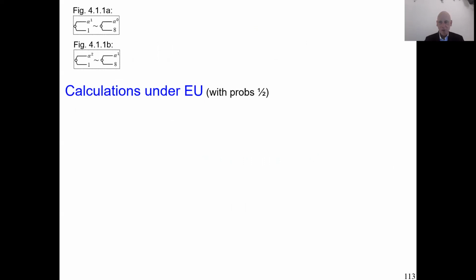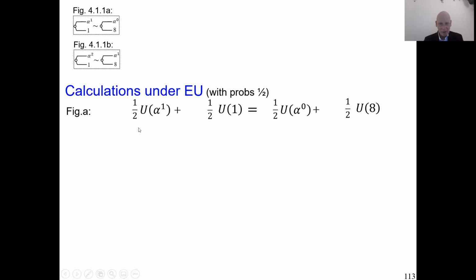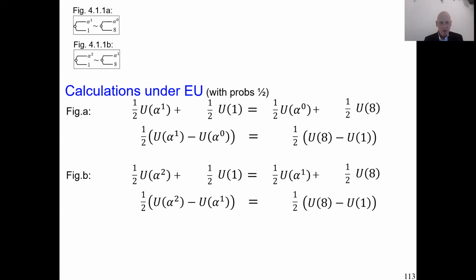Well, then we had unknown probability P1, P2. Now we have probability half, but other than that, all the same. So we looked at the indifference in figure A, and we said those two must have the same expected utility. Here we go, this is the expected utility, left prospect, right prospect, they must be the same. We moved alpha 0 to the left, we moved 1 to the right, we got that equality. We did similar things for figure B, and you remember it all.